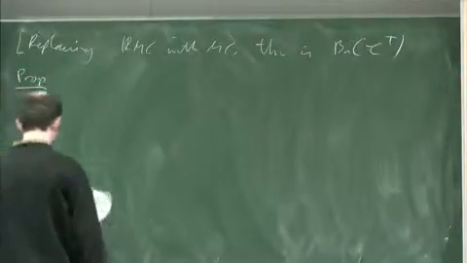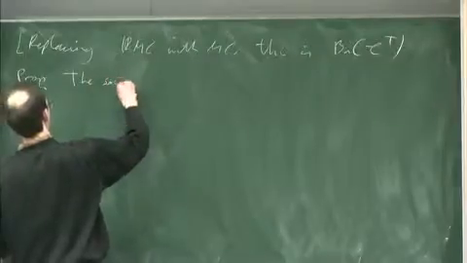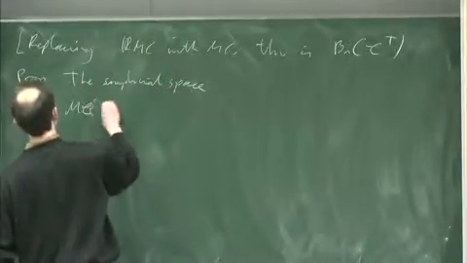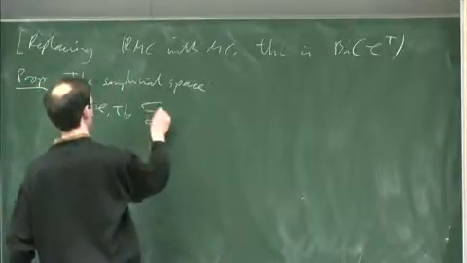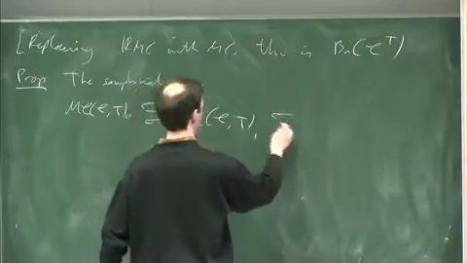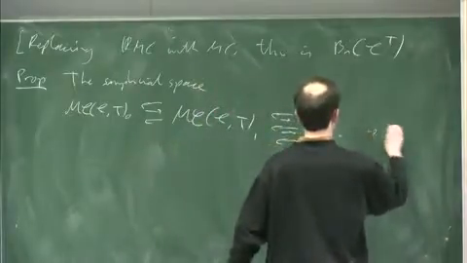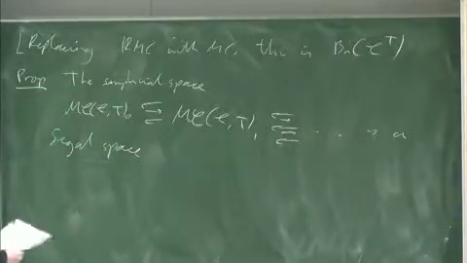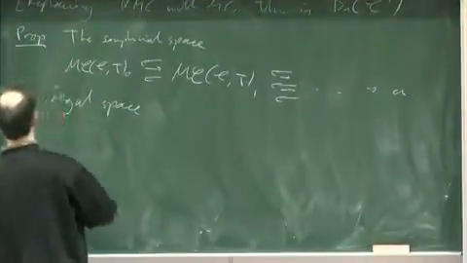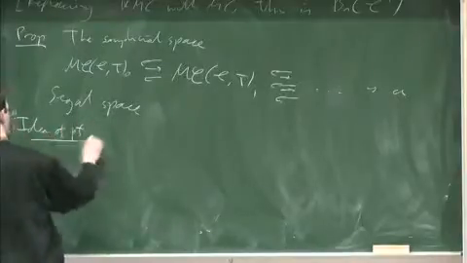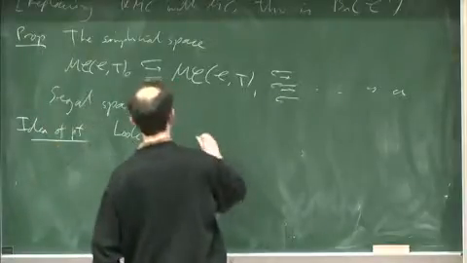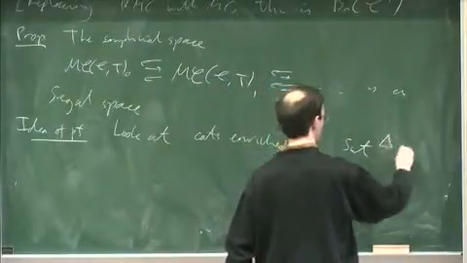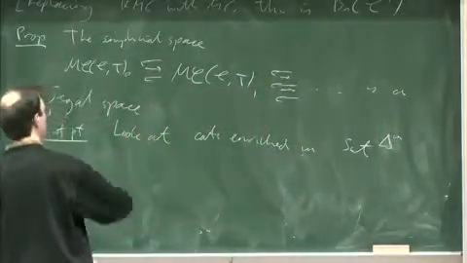And now comes a proposition, which is that the simplicial space MC_T naught, MC_T 1, and so on, is a Segal space. And so the idea of the proof: look at categories enriched in set to the delta n, and you put model structures on those things and get this thing out as a right derived functor.